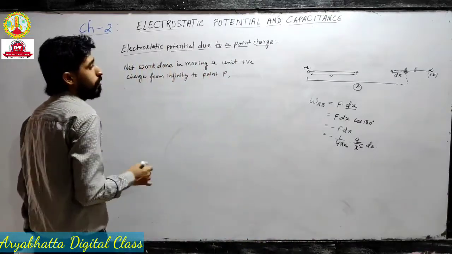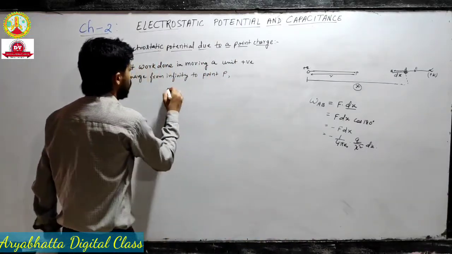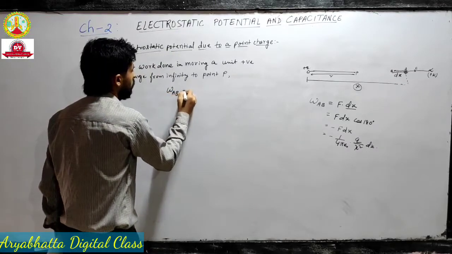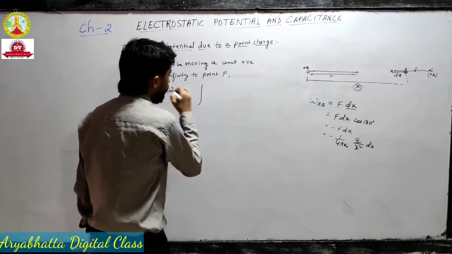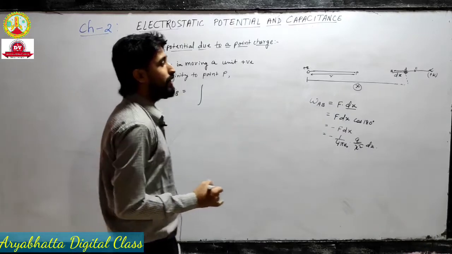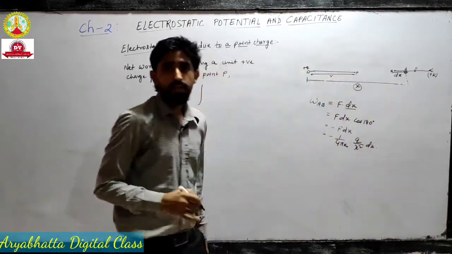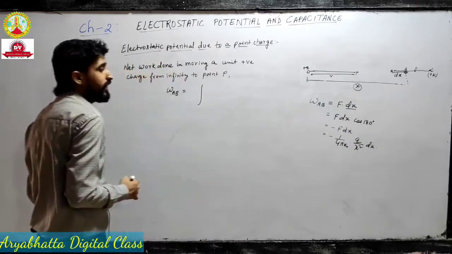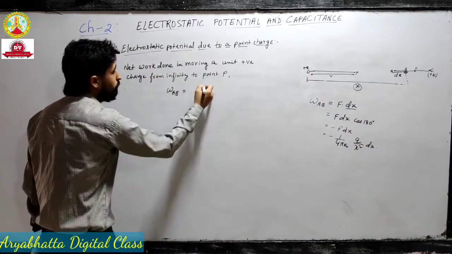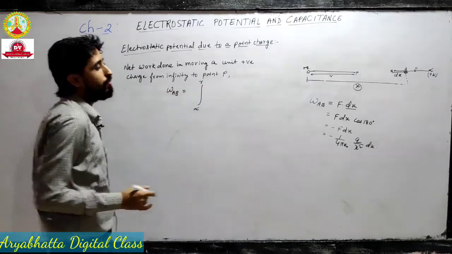Now see, what we'll do? We'll just do integration. So it will be the same. Now if you integrate this, what will be the limit? It is from infinity to what? And a distance r. So the limit will be infinity and r. From infinity to distance r will come.